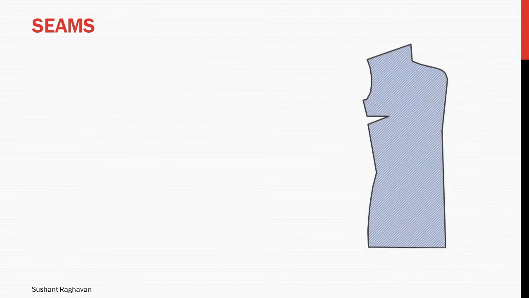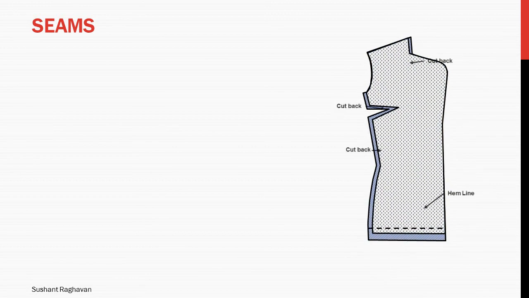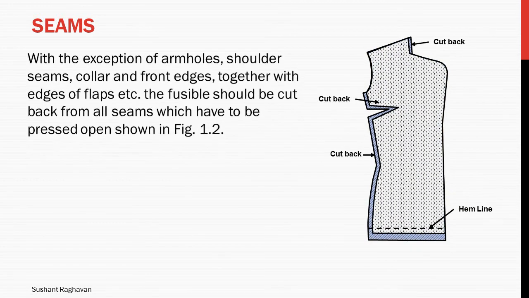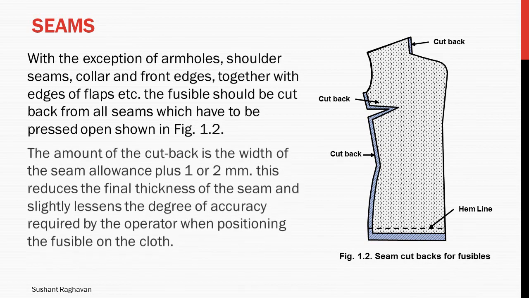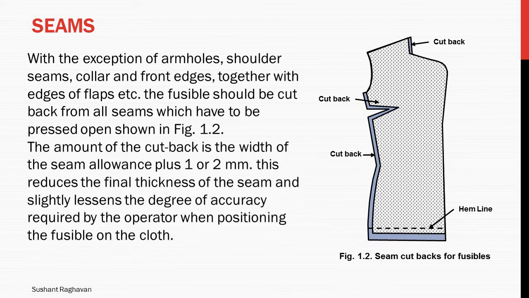Seams. With the exception of armholes, shoulder seams, collar and front edges, together with edges of flaps, etc., the fusible should be cut back from all seams which have to be pressed open, shown in figure 1.2. The amount of the cutback is the width of the seam allowance plus 1 or 2 mm. This reduces the final thickness of the seam and slightly lessens the degree of accuracy required by the operator when positioning the fusible on the cloth.